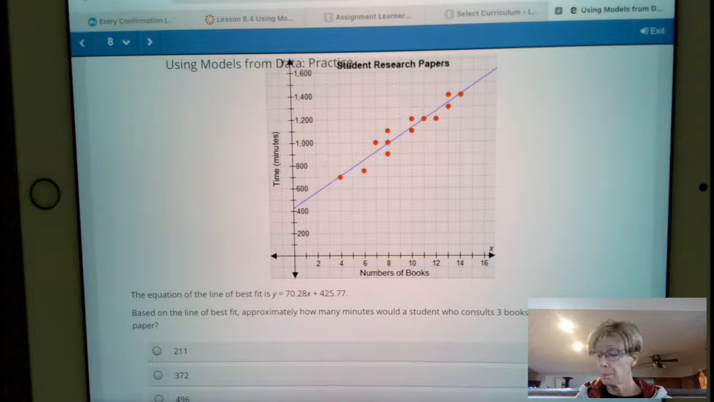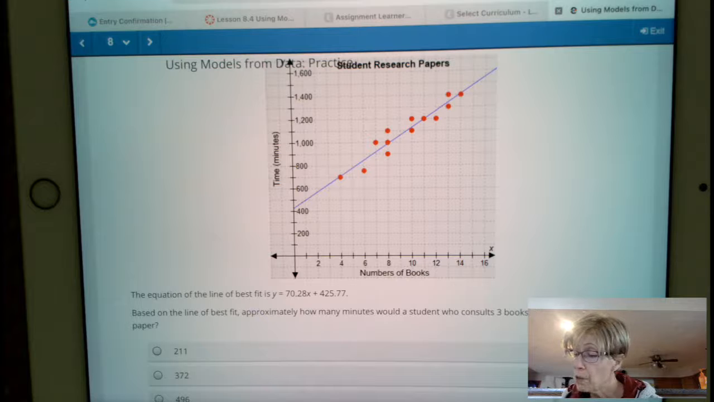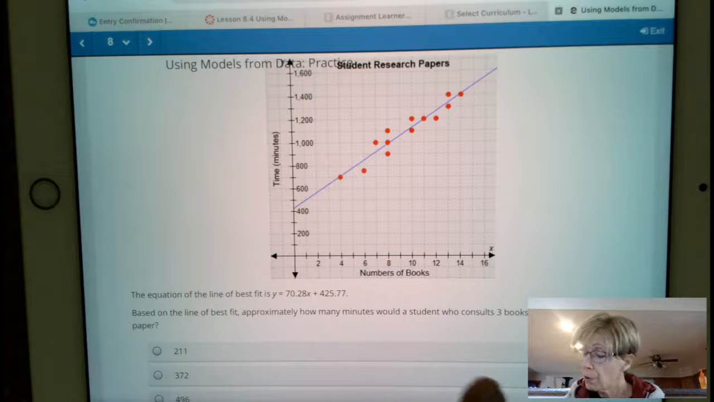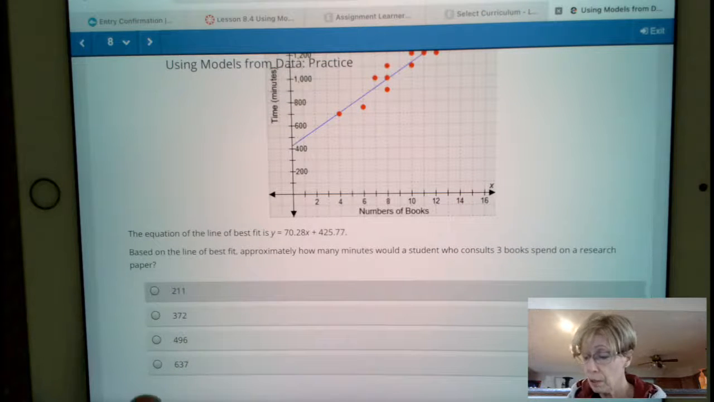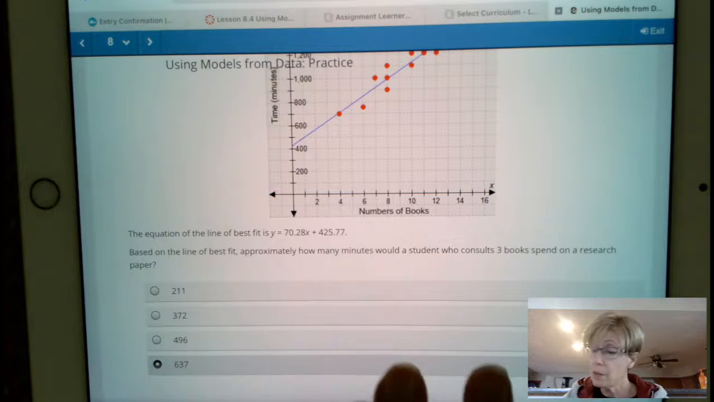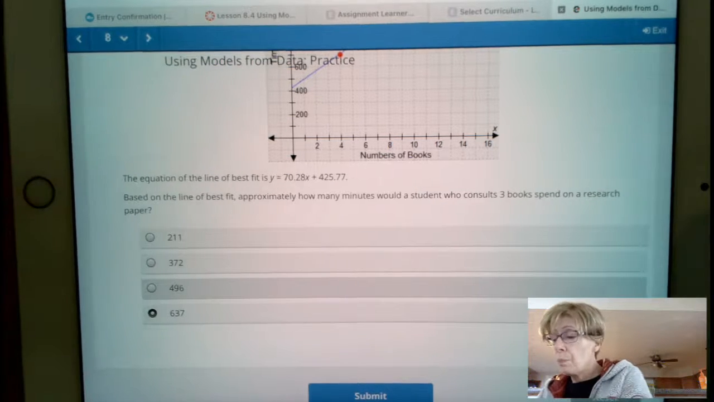Just as an aside, what we can do is take our line of best fit, which is the 70.28x, and again, the books are on the x-axis, so x equals 3. The other way to get our solution would be to take 70.28 times 3 plus 425.77. Again, type this into Desmos, but I worked those out ahead of time, and what we ended up with is 636.61, which certainly goes with our 637 for our choice there.